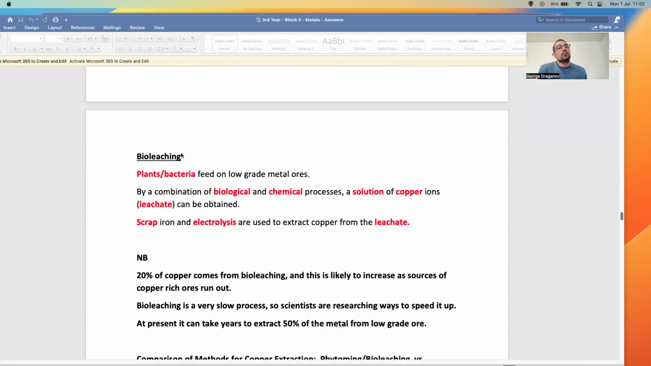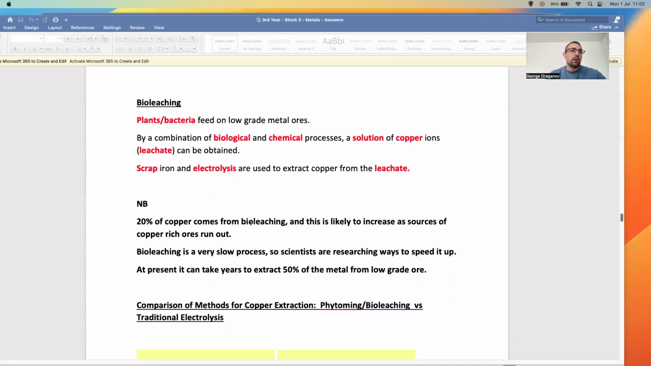Now, bioleaching is the same thing but with bacteria. So you put some bacteria to feed on the low-grade metal ores, and you mix them together. Then, by combining biological and chemical processes and adding sulfuric acid, you leach once again the copper ions, forming copper sulfate. And then you either use scrap iron or electrolysis to extract your copper. So it's a very, very similar answer. The only difference being that you're using bacteria, not plants. 20% of copper comes from bioleaching, and hopefully that increases because copper-rich ores are going to run out.